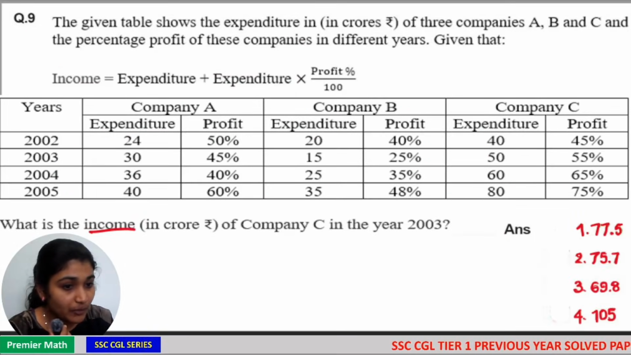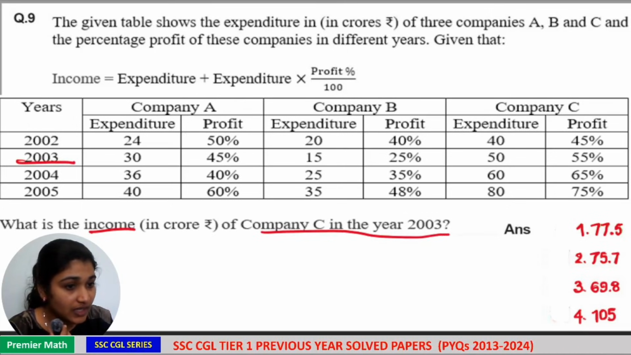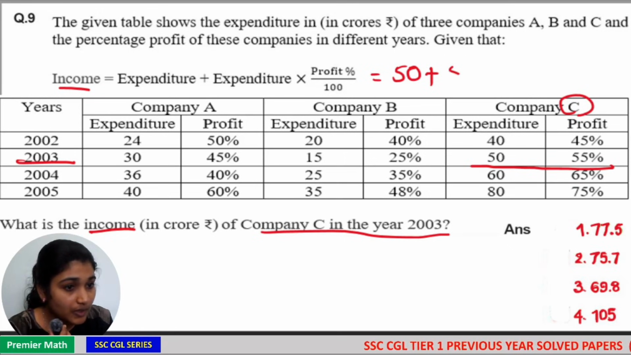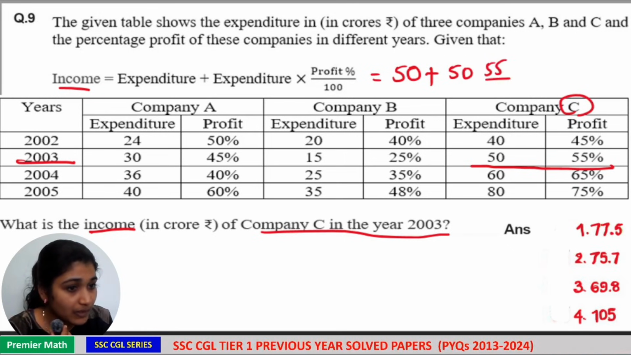What is the income of company C in year 2003? In 2003, the income of company C is equal to, here the income formula is expenditure 50 plus expenditure 50 into profit percentage, which is 55 percent.